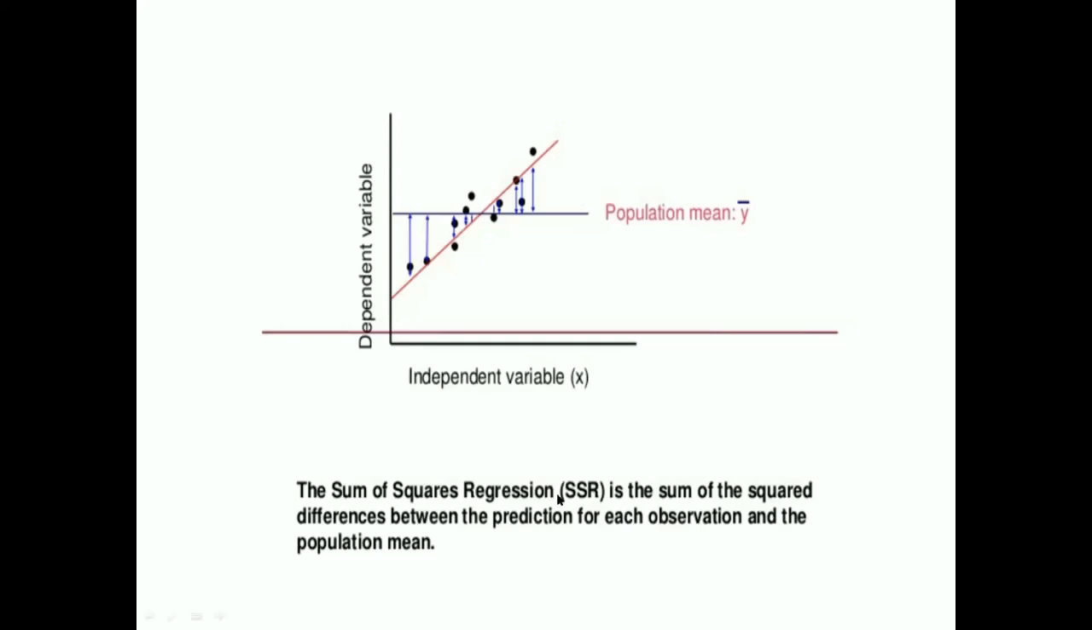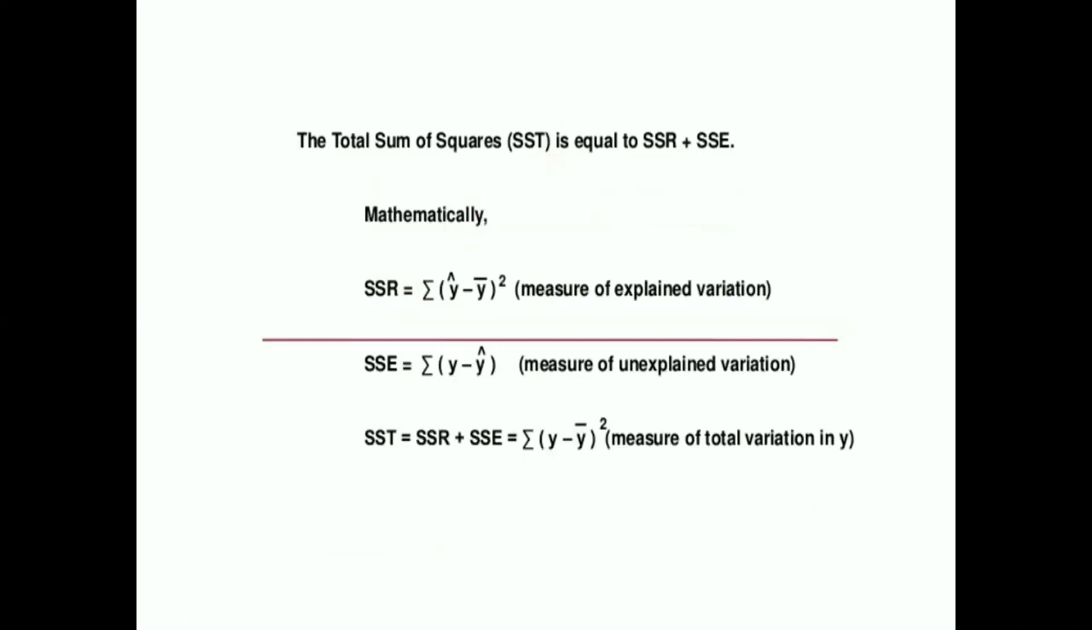Okay, the sum of square regression is the sum of square difference between the prediction of each observation and the population mean. So this is the formula for sum of square regression. The total sum of square, SST, is equal to SSR, meaning sum of square regression, plus sum of square error. Mathematically, we can write this formula. So y hat minus y bar, where y bar means the mean of SBP, okay, and the square.